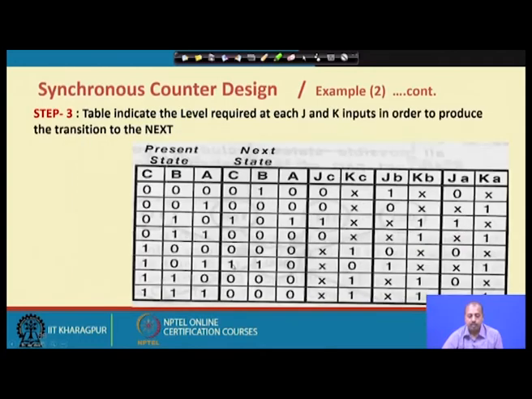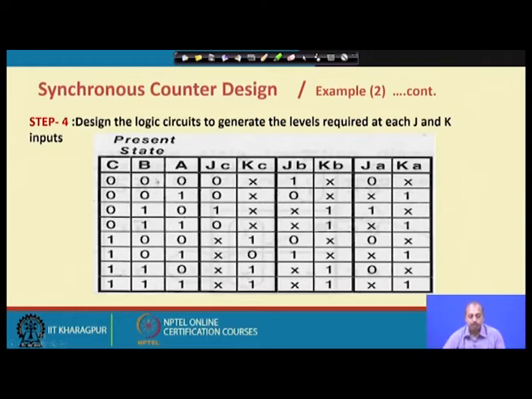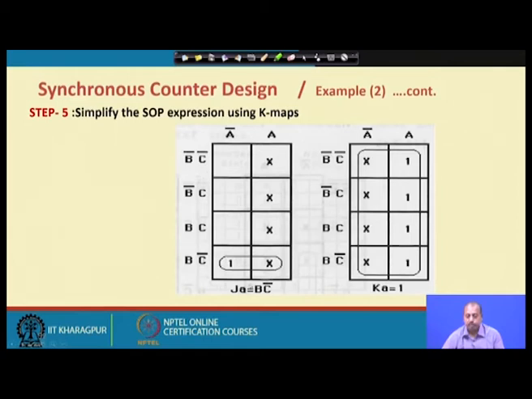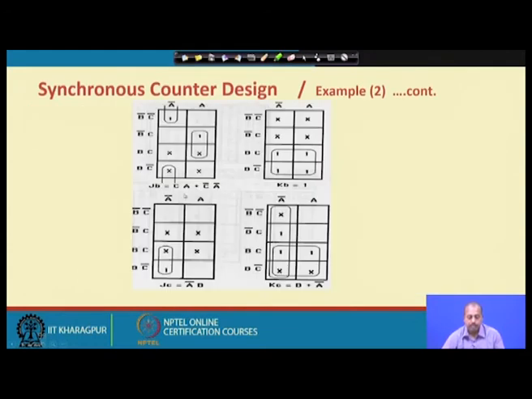Based on that you fill up this table and then indicate the level required at each J and K input. That is similar to what we have done previously: JC and KC for the C flip flop, JB and KB for the B flip flop and JA and KA for the A flip flop. That way we write down the transition table and then we go for the logic circuit. For the given CBA values, what are the values of JC, KC, JB, KB, JA and KA? If you write that down, then you can make Karnaugh maps and do a minimization for each of these. JA turns out to be B C bar, KA turns out to be 1, JB turns out to be CA plus C bar A bar, KB turns out to be 1, JC turns out to be A bar B and KC turns out to be B plus A bar.